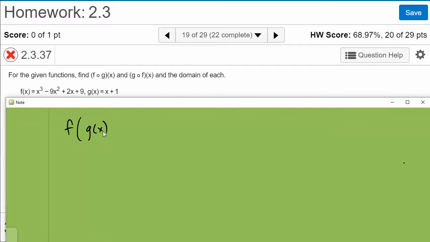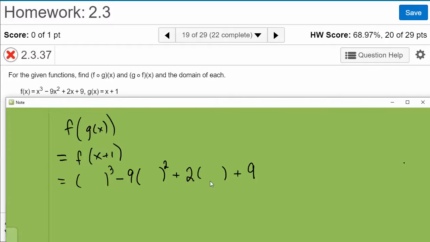By definition, it is f of g of x. So g of x is x plus 1. F of x is x cubed minus 9x squared plus 2x plus 9, so I'm just going to put a blank parenthesis for all the x's. And then we're plugging in the g of x for all the x's. So all those blank parentheses will get the x plus 1.